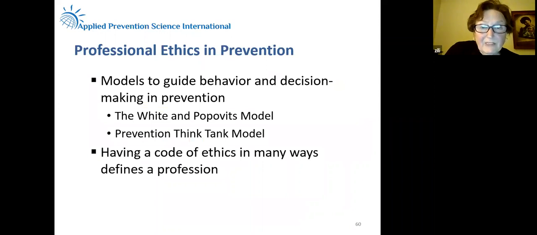Ethics is really important in so many ways, and we did a training last week in the state of Utah with some prevention coordinators. I knew ethics is really powerful, but I really got to understand it better when we were talking about it last week, of how powerful it is for a profession to have a code of ethics. It defines the profession in many ways.